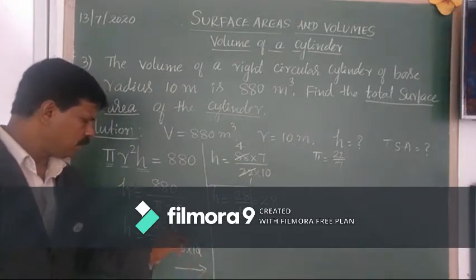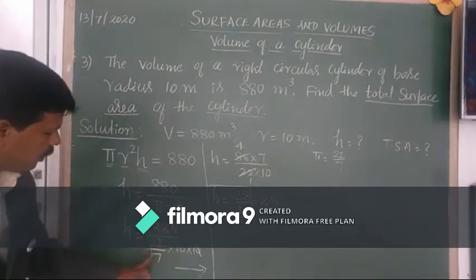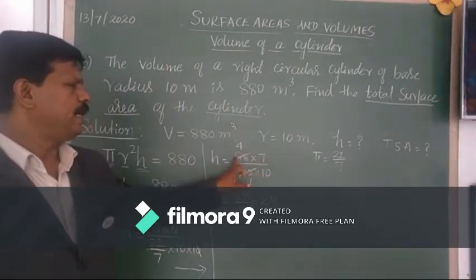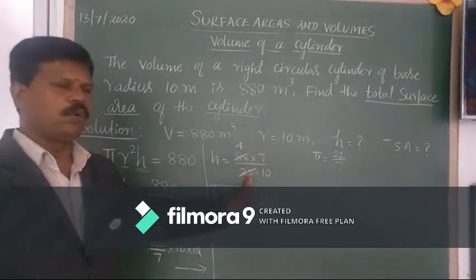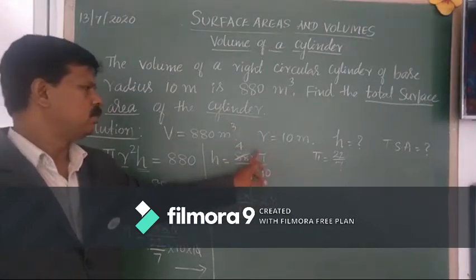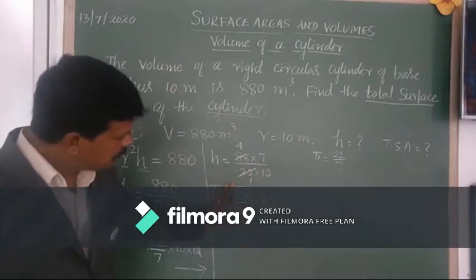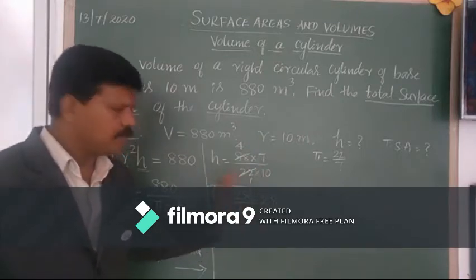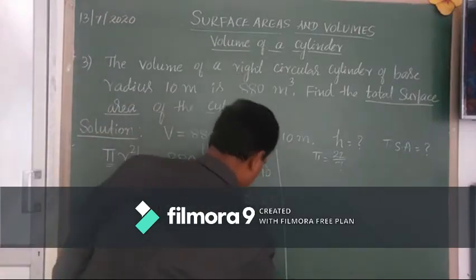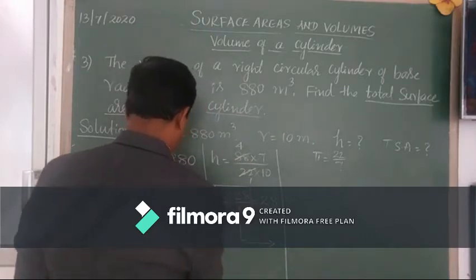Here 10 and 10 cancel. Left out is 88 and this. Here, this 22 by 7 I have converted into reciprocal. So 88 into 7 by 22 into 10. 22 ones are 22, 22 fours are 88. So 4 sevens are 28 by 10. Keep this like this, or you can convert that into decimal. Now, this is the continuation, right?